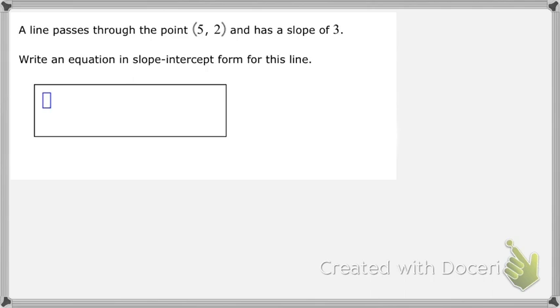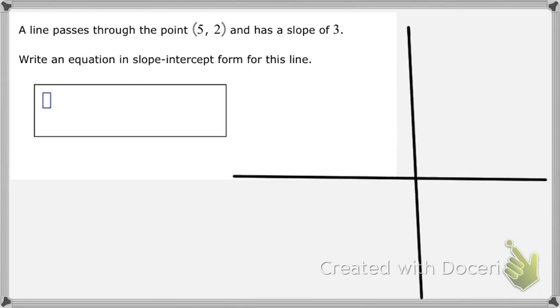All right, here we're going to find the equation of a line that passes through the point (5, 2) and has a slope of 3. It might be nice to contextualize this, put it in context, what's actually happening. Just a really rough idea. So (5, 2), let's say that's out here. Makes sense? 5 over and 2 up. So that's the point (5, 2). And then I've got a slope of 3.